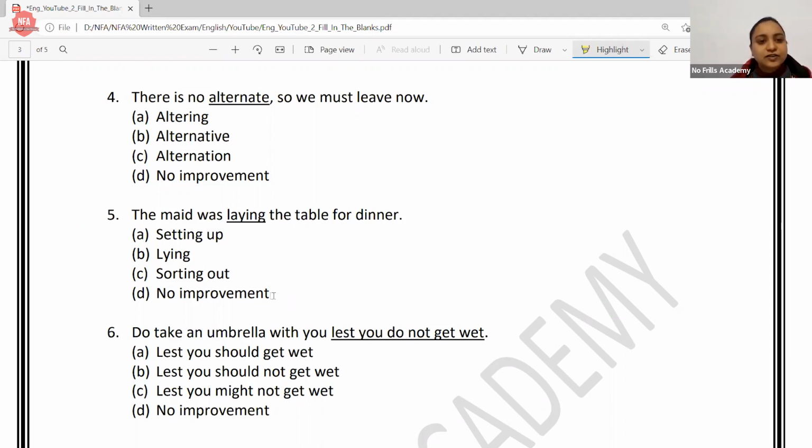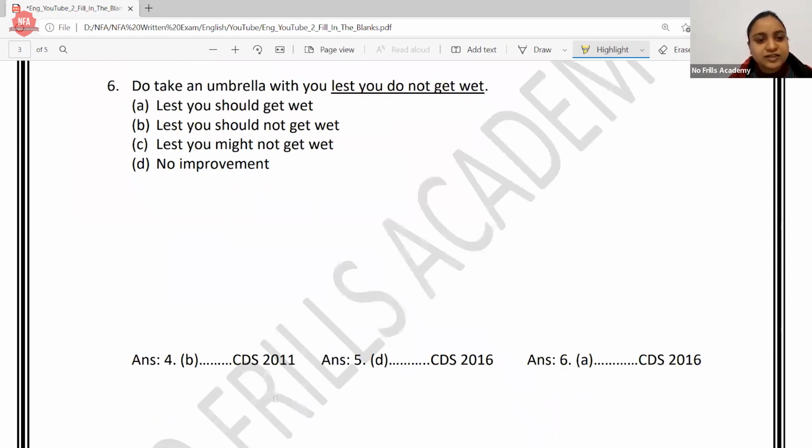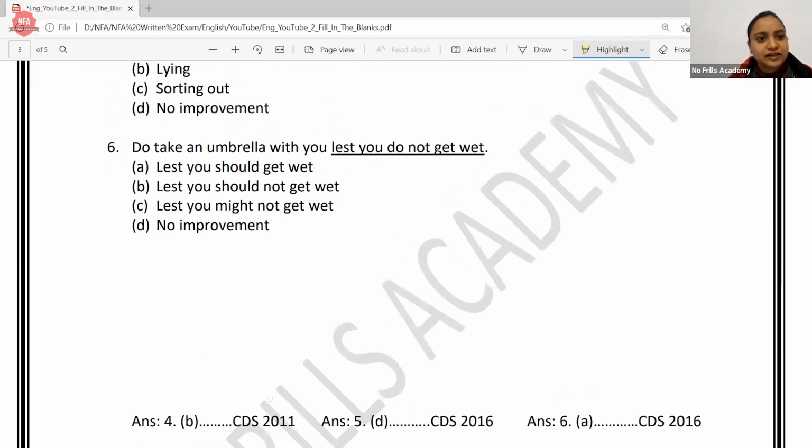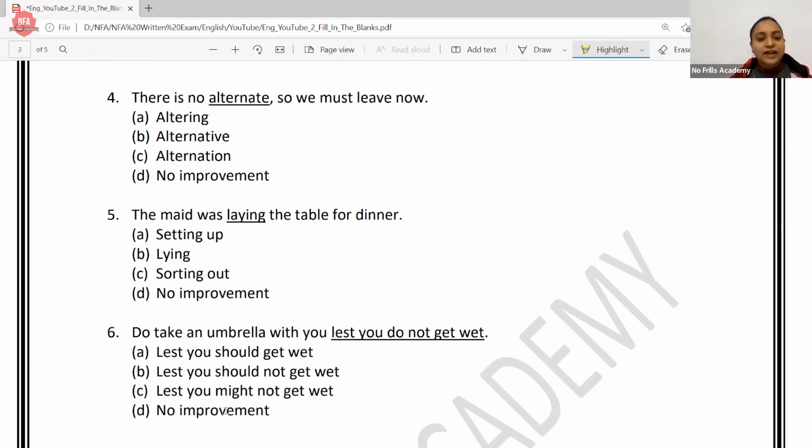Next, do take an umbrella with you, lest you do not get wet. Lest you should get wet, lest you should not get wet, lest you might not get wet, no improvement. Okay, now check back your answers. 4B, 5D, 6A. Let us understand why so.